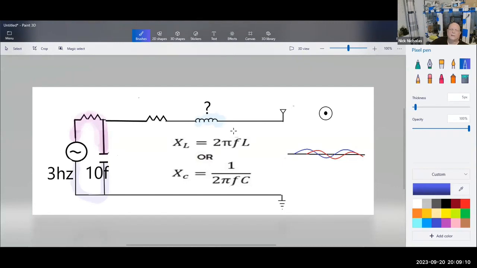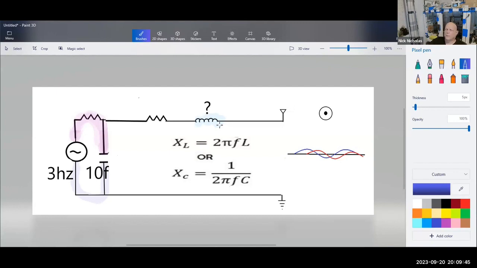And let's say we had a 10 farad capacitor. It's about the size of a gasoline tanker sitting out back, but we'll go with it. Okay. It's not quite that big, but it's pretty big. And we want to know, how in the world do we determine what size inductor or coil we need?